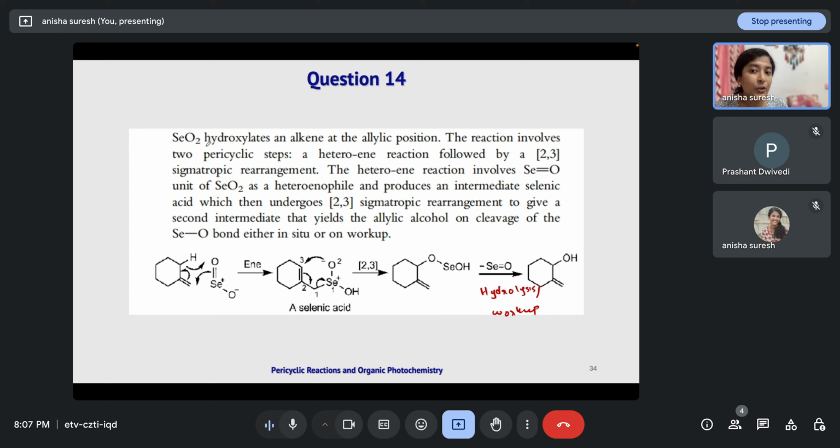So SeO2 hydroxylates an alkene at the allylic position. The reaction involves two pericyclic steps. The first step is a hetero-ene reaction, where the enophile component is the hetero part, the heteroenophile, followed by a 2,3 sigmatropic rearrangement. The hetero-ene reaction involves the Se=O unit of SeO2 as a heteroenophile and produces an intermediate selenic acid, which undergoes a 2,3 sigmatropic rearrangement to give the second intermediate that yields the allylic alcohol on cleavage of the Se-O bond, either in situ or on workup.